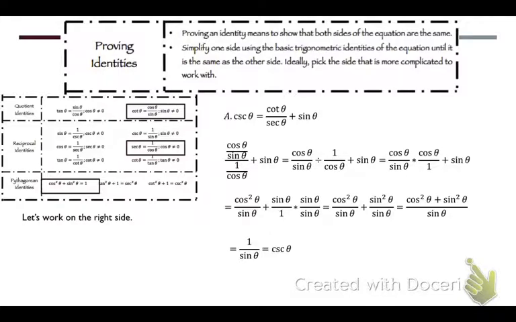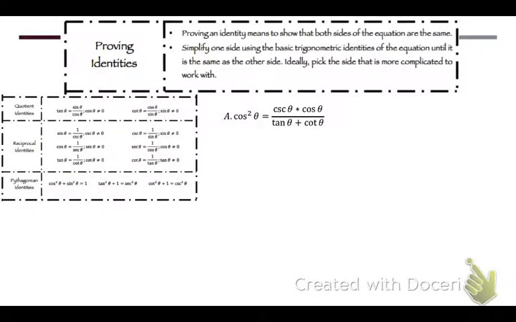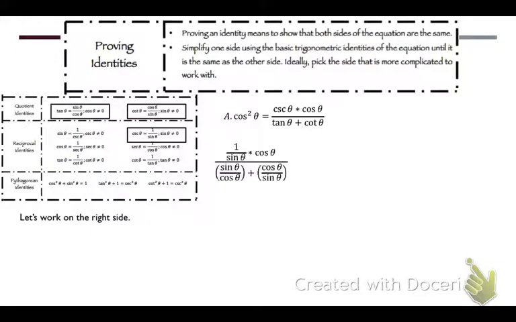Okay, again, you just have to pick a point, and you have to go. You just have to start working. Always get it in terms of sine and cosine first. That's the easiest way to do these. Okay, this one, again, let's work on the right side because it's more complicated. Let's get it in terms of sine and cosine. So cosecant is 1 over sine. Cosine stays as that. Tangent is sine over cosine, and cotangent is cosine over sine.